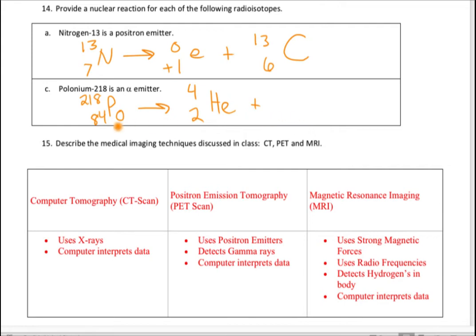And then we do the same thing as before. Bottom numbers and top numbers need to add together to equal both sides. So this has to be 82. 82 plus 2 equals 84. That is associated with lead on the periodic table. And then finally, the mass number needs to be 214. Plus 4 equals 218.